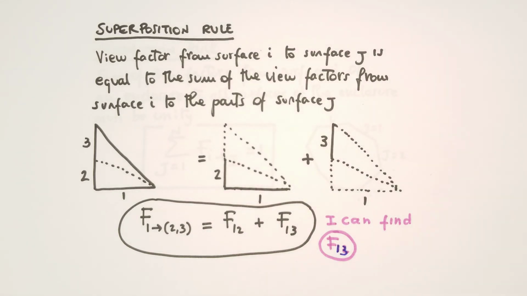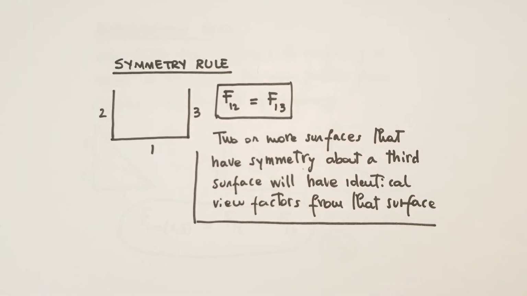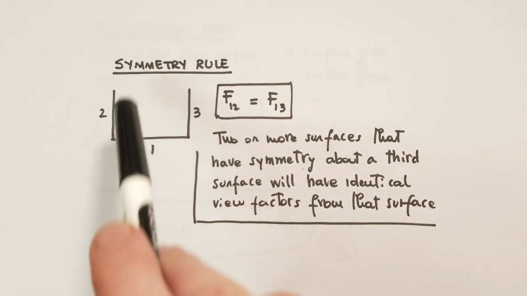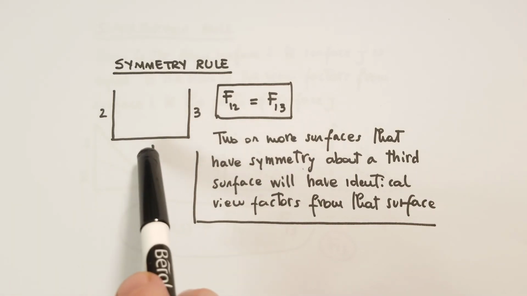The last and also quite useful relationship is called the symmetry rule. Let's take a case, for example, where two or more surfaces have a symmetry about a third surface. Then these two surfaces will have identical view factors from their surface. Let's take a case here, for example. Here there is a geometrical symmetry. If we draw a straight line here in the middle between surface 1 and 2, then the view factor from 1 to 2 must be identical to the view factor from 1 to 3.